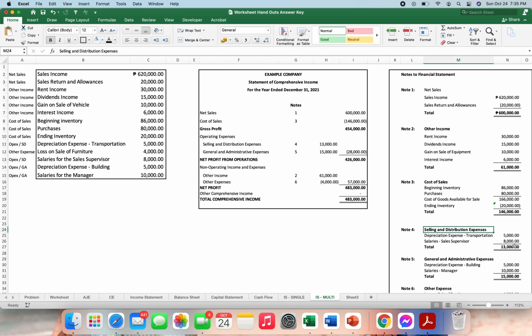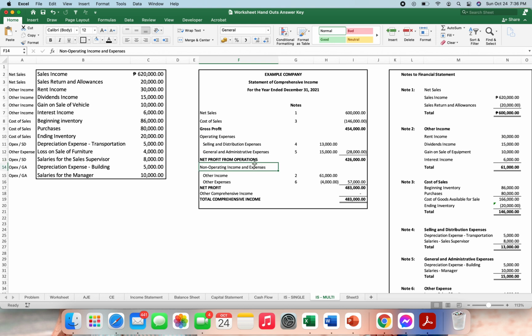Okay, so, selling and distribution expense, note 4. And general and administrative expenses, note 5. So, in total, our operating expenses are 28,000. So, gross profit less operating expenses, you arrive at the net profit from operation. So, check here, since we are using the multiple step, we now have net profit from operations, meaning these are the net income we got from operating the business.